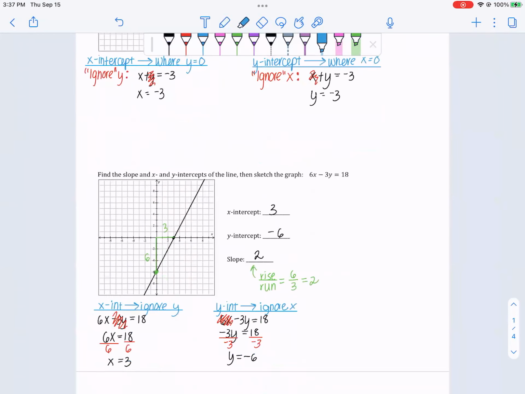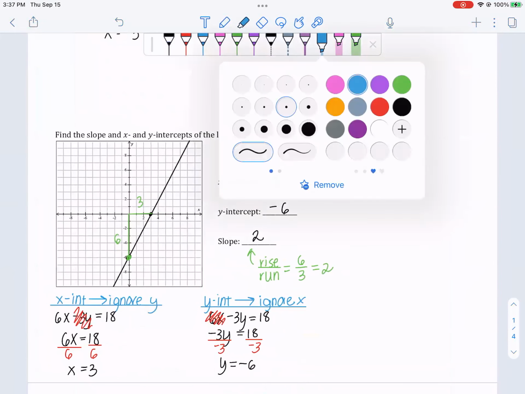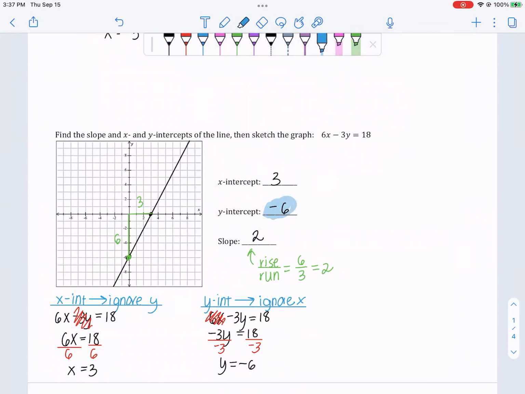What colors did I use? Y-intercept was blue. All right, so the y-intercept right here, and the x-intercept is right here. And if I wanted to write my equation in y equals mx plus b form without rearranging this, because I could just rearrange it, but it's a lot more difficult that way, I have my slope, I have my y-intercept. My equation is y equals 2x minus 6.